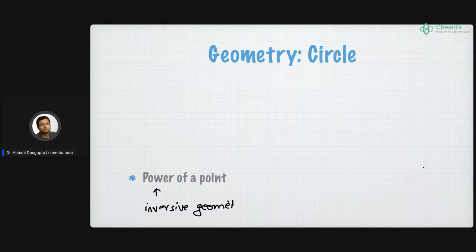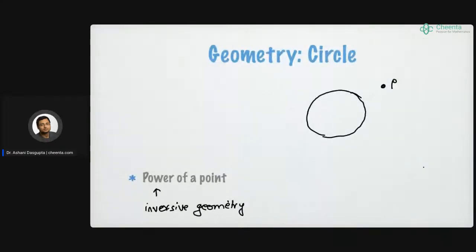There is an excellent book by Coxeter that you can look at to learn how power of a point is related to inversive geometry. But here is roughly what it means. If you have a circle and a point P, you want to know how far P is from this circle. You want a measure of how far P is from the given circle.